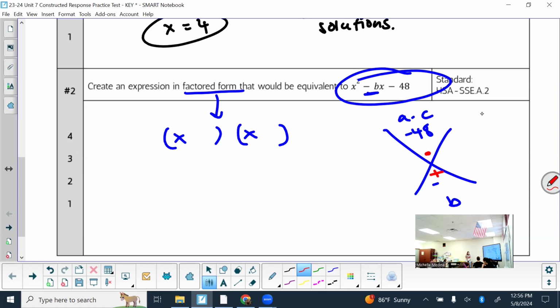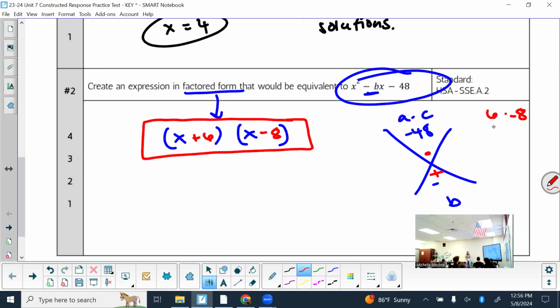Okay, I heard -6 and 8. Do these add to a negative? No, but 16. So if I do it like this, that could be a potential answer where I have x plus 6 and x minus 8. And there are other answers you can have. So like, Jude, what did you say? -12 and 4. Those multiply to negative 48, they add to a negative number, don't they? So then another possible answer I could have is x minus 12, x plus 4.